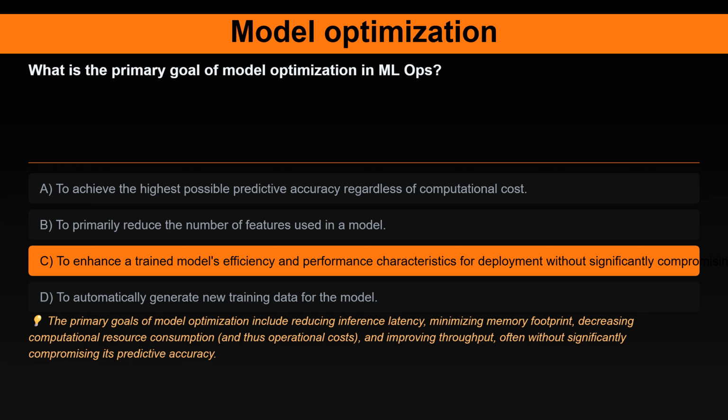Here's the explanation. The primary goals of model optimization include reducing inference latency, minimizing memory footprint, decreasing computational resource consumption, and thus operational costs, and improving throughput, often without significantly compromising its predictive accuracy.